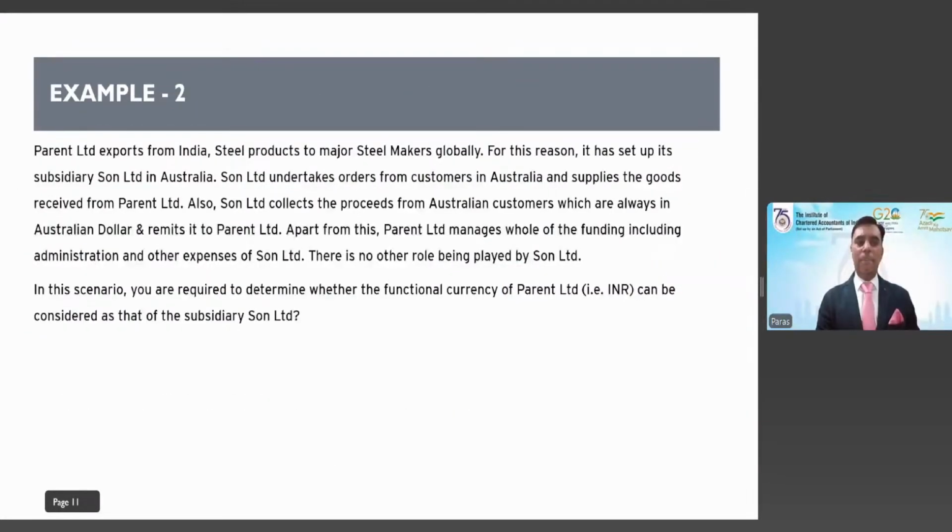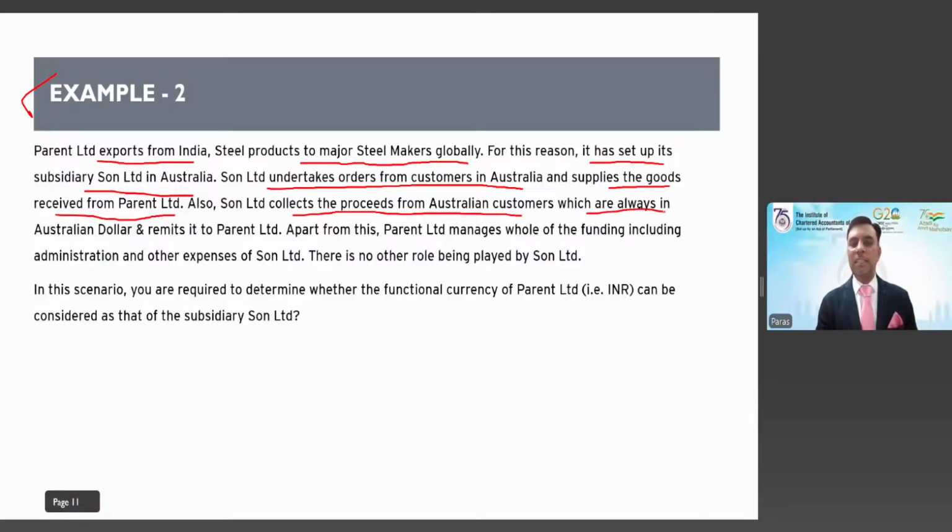Now let's read example number 2 to gain better understanding. It says Parent Limited exports from India steel products to major steel makers globally. For this reason, it has set up its subsidiary Sun Limited in Australia. Sun Limited undertakes orders from customers in Australia and supplies the goods received from Parent Limited. Also, Sun Limited collects the proceeds from Australian customers, which are always in Australian dollar, and remits it to the Parent Limited, right?